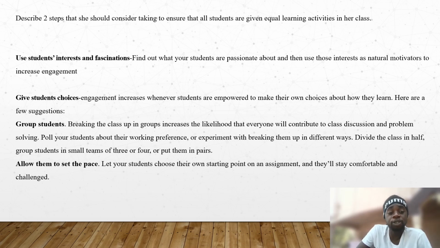Number two, give students choices. Engagement increases whenever students are empowered to make their own choices about how they learn. So you have a few suggestions: you could let them work in group settings, or you allow them to work at their own pace. So these are two steps that she should encourage so that equal learning activities would take place in her class.